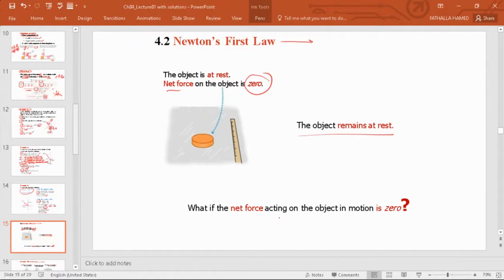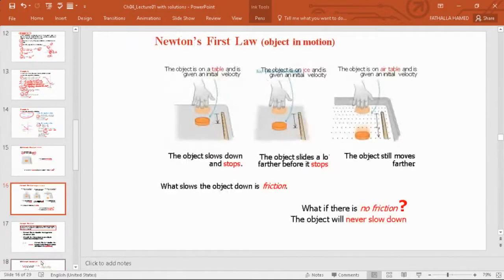What if the net force acting on the object in motion is 0? So we don't want to give you the wrong impression that a force equal to 0 means that the object is at rest. You can have a net force equal to 0 and the object also in motion. So Newton's first law deals with the situation when the net force is equal to 0, but the object could be at rest and also could be in motion.